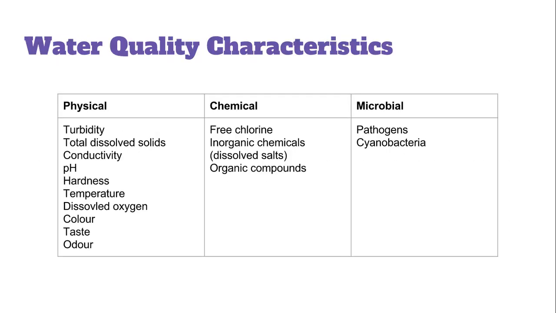When we're looking at water quality, we look at it in terms of these characteristics. So we look at turbidity, dissolved salts, conductivity, pH, hardness, temperature, dissolved oxygen, color, taste, and odor. And then we look at the chemical characteristics, so whether there's any free chlorine, any inorganic chemicals, which are usually dissolved salts, or any organic compounds. And then we're also looking at the microbial characteristics. So we're looking for things like pathogens and cyanobacteria.